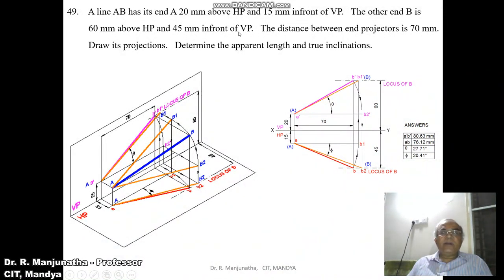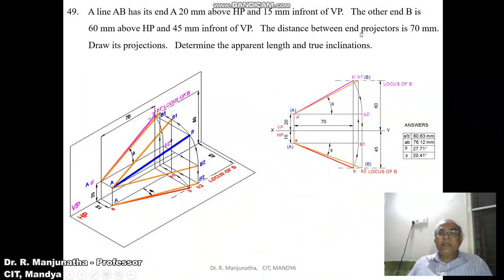And similarly, 45 mm in front of VP. So when you look from the top view, we can see the distance in front of VP, which is capital B. When it is projected, that is going to fall on the horizontal plane, which is 45 mm in front of VP.